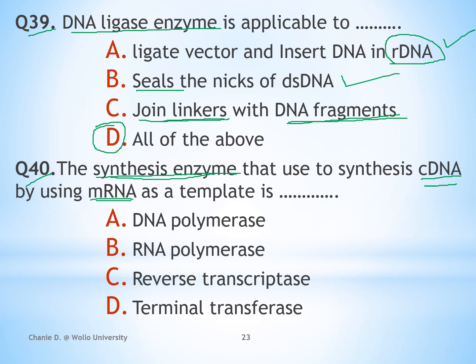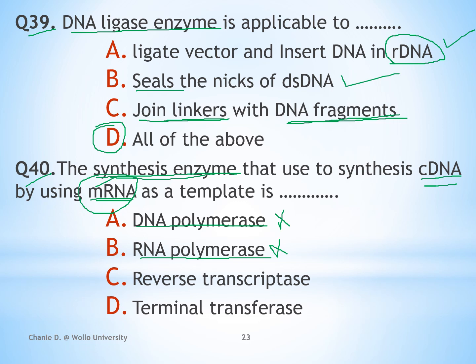So from those given alternatives, which one is suitable for this statement? A, DNA polymerase. DNA polymerase actually is a synthesizing enzyme, but it is DNA-based, not messenger RNA-based. So it is not suitable for this question. B, RNA polymerase. This is also a synthesizing enzyme. During the transcription of DNA into RNA, it is used to break the hydrogen bonds of the DNA double helix. So it has no role in cDNA synthesis; that is in transcription of DNA to messenger RNA.